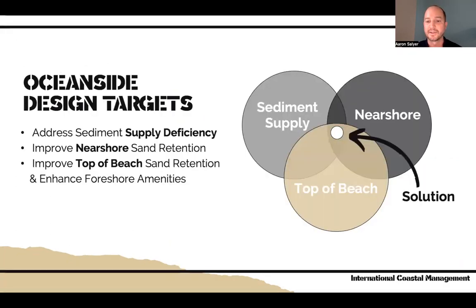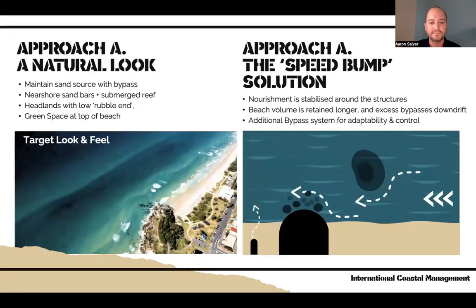One of the main things that I'm really trying to bring across in the messaging is that solving the coastal erosion issues here at Oceanside is really a three-pronged approach. We're looking at addressing the sediment supply sufficiency, so that's where sand is coming into the system, looking at the nearshore, which is the area in that offshore surf zone, and then at the top of the beach itself. And the solution for Oceanside is really going to be somewhere in the middle, so it's addressing all three of these key points.